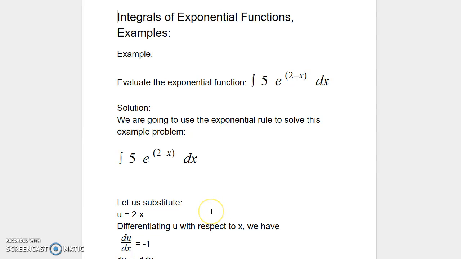Welcome to my presentation. This presentation is part of the playlist Integrals of Exponential Functions. In this presentation, we are going to solve some example problems related to integrals of exponential functions. Let us look at an example problem.